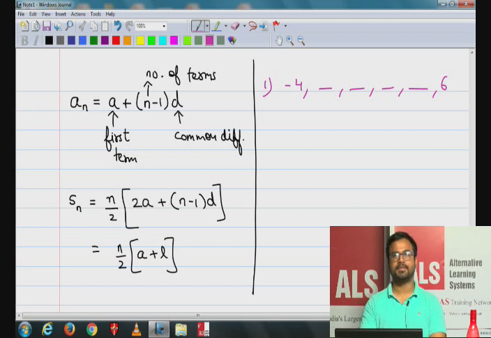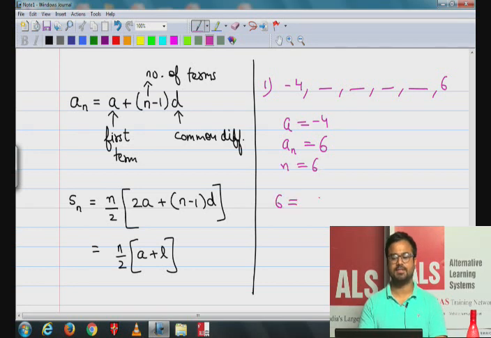That's correct. Perfect answer. See, the first term is -4. So A is -4 and the last term is 6. Yes, Senapati, that is right. And the nth term, an, is equal to 6, and we know the number of terms are 1, 2, 3, 4, 5, 6. So n is equal to 6.